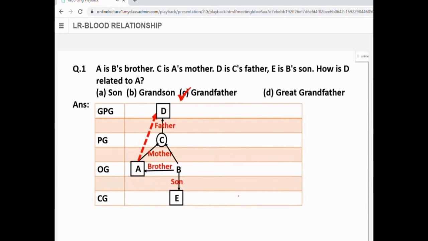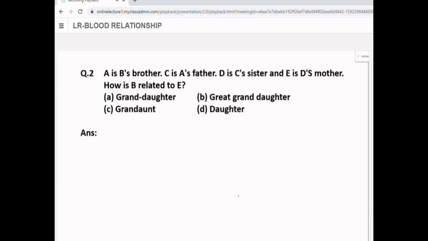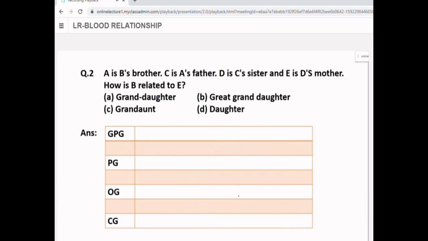Okay, let's go to the second question. Second question also I'll explain. From the third onwards, you start doing it. I'll wait. Question number 2 now. The chart: GPG, grandparent generation, PG, parent generation, OGR, own generation, CG, children generation.